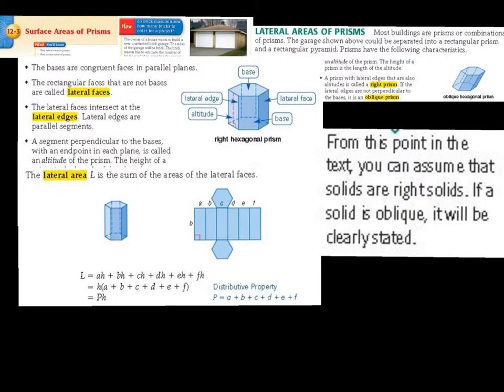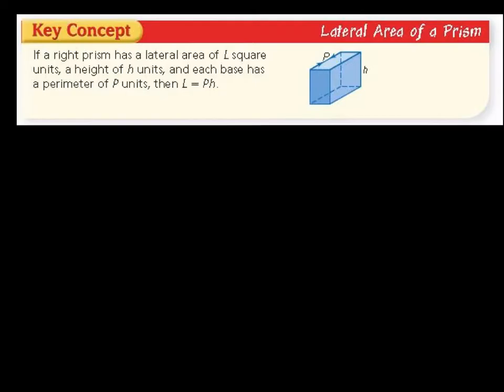From this point on, you can assume that solids are right solids. If the solid is oblique, they'll tell you. If a right prism has a lateral area of L square units, a height of h units, and each base has a perimeter of p units, then L equals the perimeter of the base times the height.